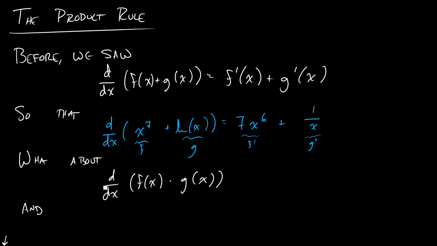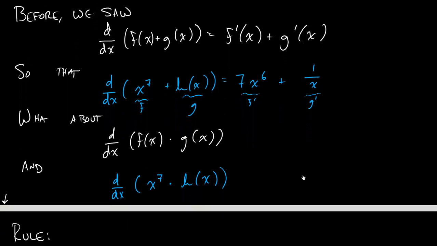Now, what about if I had something like d over dx of f of x times g of x? So we were looking at something more like this: x to the 7th times the ln of x. We might hope it looks something like this, right? Where it's f prime times g prime. But that's actually not the case at all. And so there's a little bit more complicated formula that we're going to have to follow here.